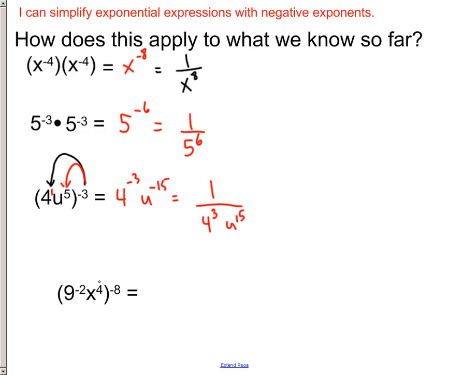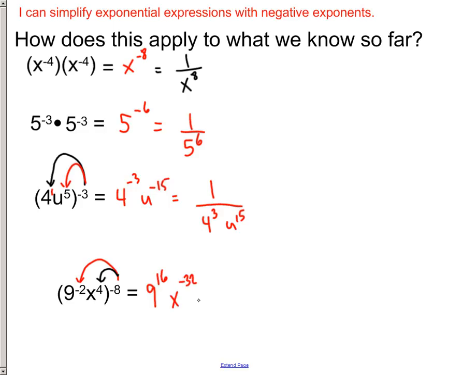There we go. And just a quick reminder, every rule still comes into play. A negative times a negative is positive. So that's 9 to the 16th power. And a negative times a positive is a negative, so that's x to the negative 32nd power.